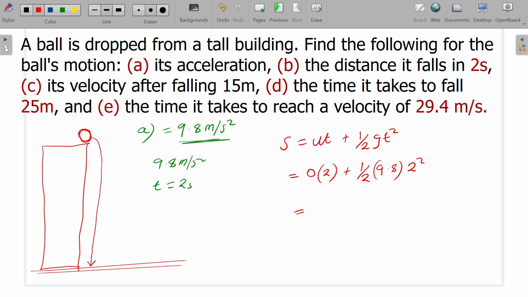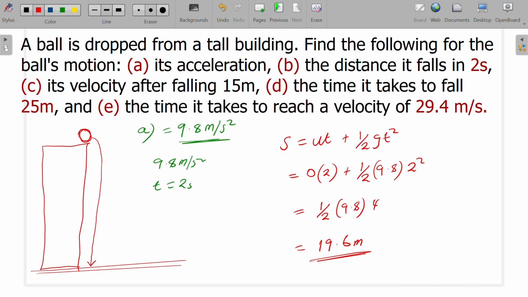What we're getting here is 1/2 multiplied by 9.8, and then 2 squared is 4, like that. And when we do our mathematics here, we're going to find that the distance traveled in 2 seconds is 19.6. So it would have covered a distance of 19.6 meters from the top, in a time of 2 seconds. So that's our answer for B, 19.6.